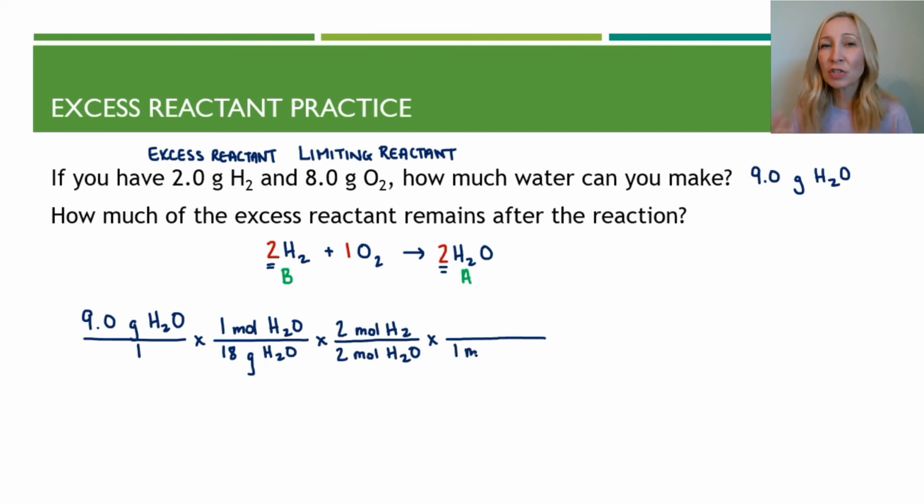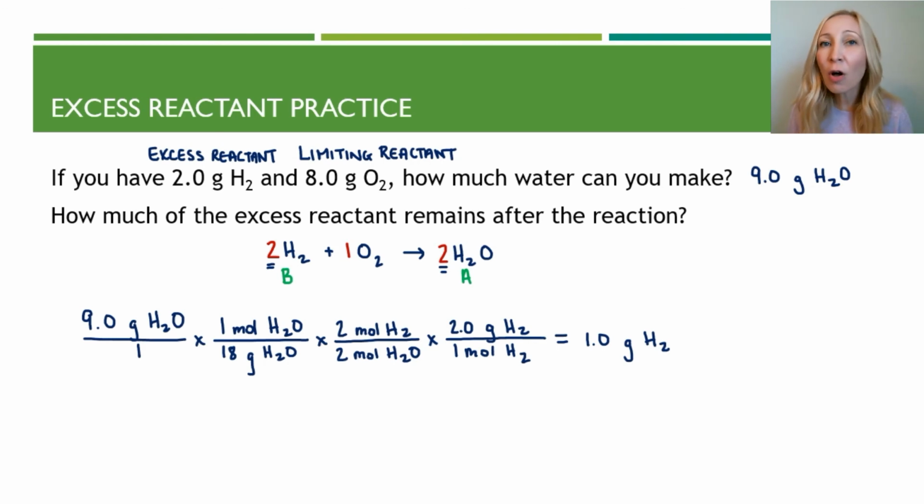Well, this is just a 2 to 2 ratio. So 2 moles of hydrogen make 2 moles of water. And then the last step is to multiply by the molar mass of hydrogen. So H2, hydrogen gas, is 2.0 grams per mole. So I multiply all of this out, and I get 1.0 grams of H2 hydrogen gas. By the way, this amount is the amount that I need to make those 9 grams of water.